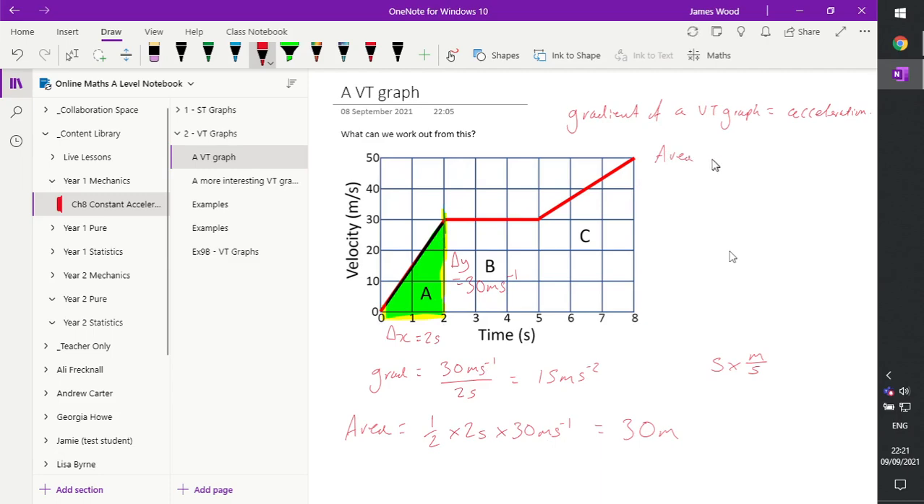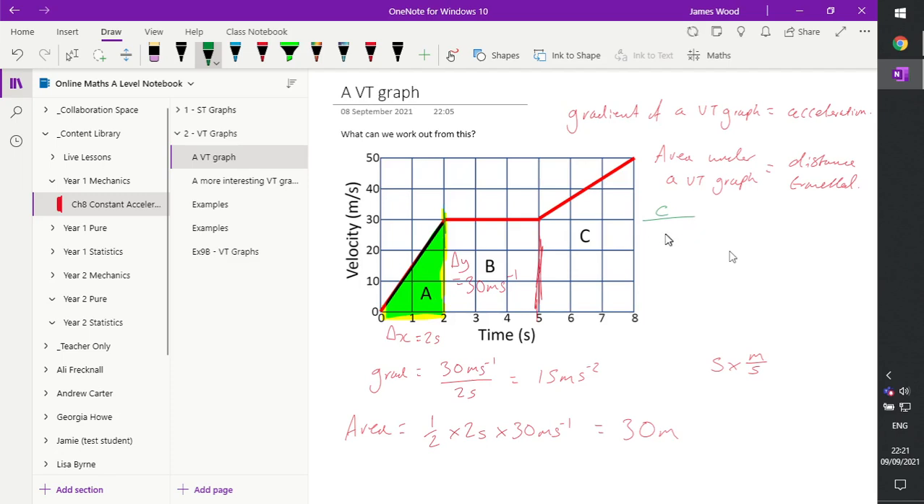So the area under a VT graph is equal to the distance travelled. Okay. So I could do that for any area. So if I wanted to look in section B, well, that's just a nice rectangle. Section C is a trapezium. Let's look at section C. I'm just going to do this in a different color.